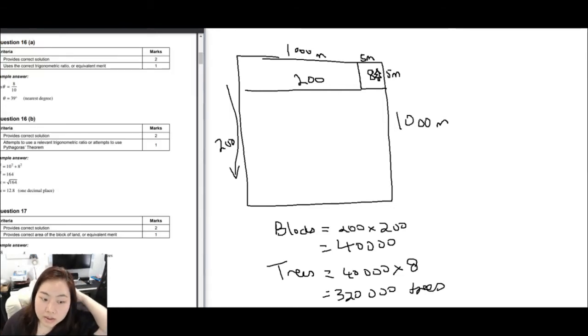There you go. Oh, what did it do here? 8 over 5 times 5. Oh, they got the area. I see. So they got 8 over this area, which is 5 times 5, equals to x over the entire area, which is 1,000 by 1,000. Okay, sure. That's another way you can do it.